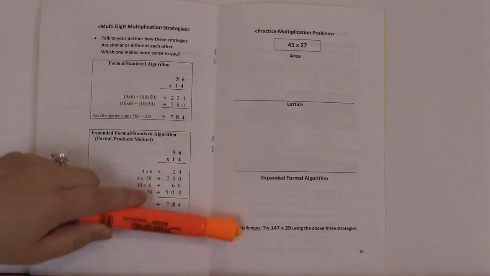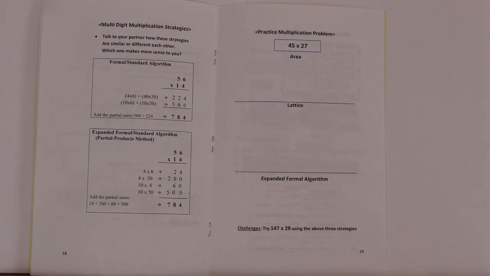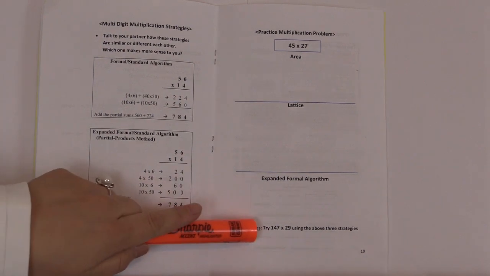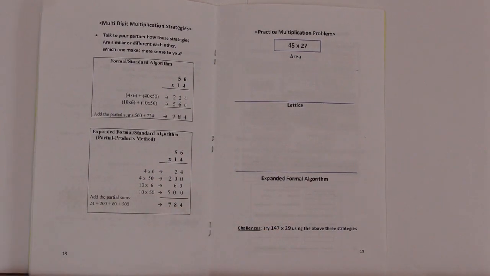And if you are done, you are welcome to try the challenging one, because I'm wondering if it works for a bigger number. You can try 147 times 29 using the above three strategies. So please stop the video here and try to work on this problem. This is the best way to master the strategy. Especially since we are new to the lattice method here, it's a perfect time to practice your strategy, and you'll come back and check the answer. Sound good? Let's enjoy working on the problem.